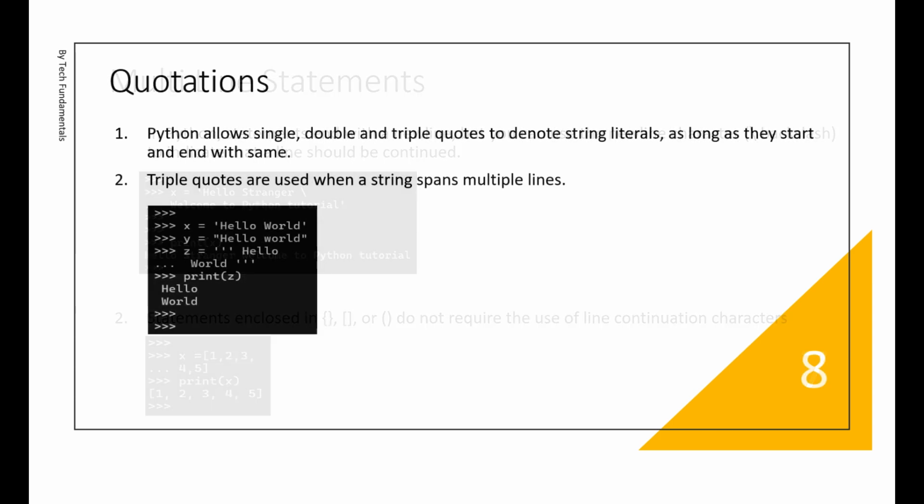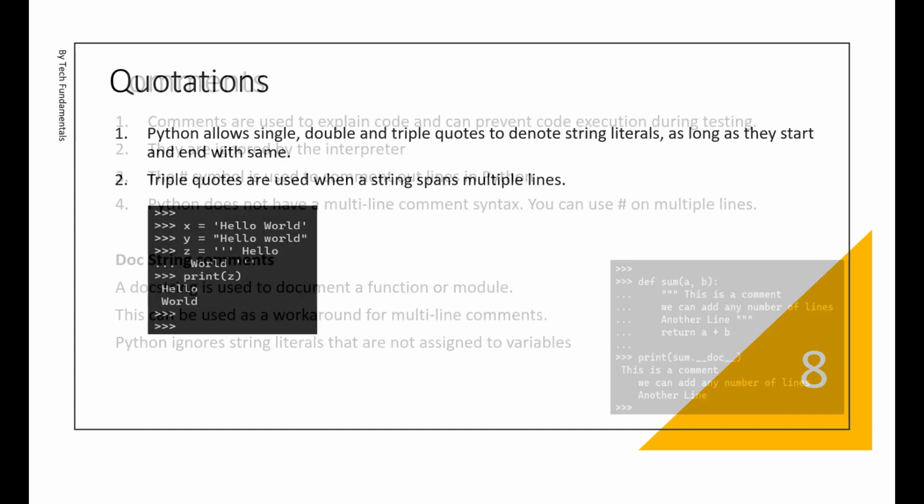Let's talk about quotations. Python allows single, double and triple quotes to denote string literals as long as they start and end with the same. Triple quotes are used when a string spans multiple lines. In the following screenshot for the z variable, I have used triple quotes to assign the hello world string in 2 lines. Try this at your end.